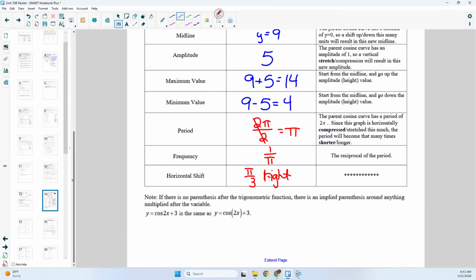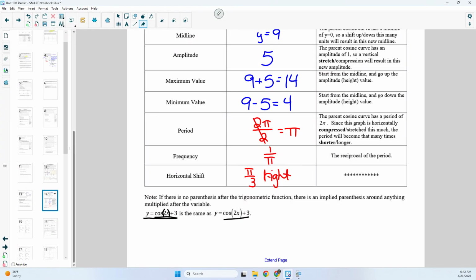One more small piece of information here. When you see these sinusoidal equations, and you don't see any parentheses in them, such as this one, it's always implied that whatever is multiplied is inside the cosine function, and then if you have a +3 after, that would be a vertical shift. So this equation would be similar to this one. I would have to use parentheses if I wanted the 3 to be inside of the cosine function.